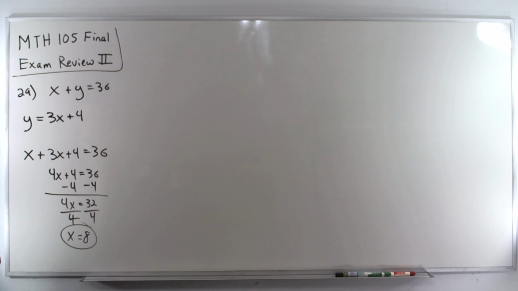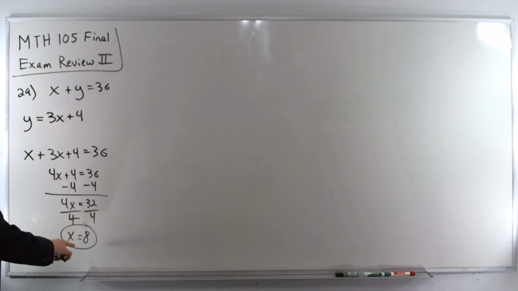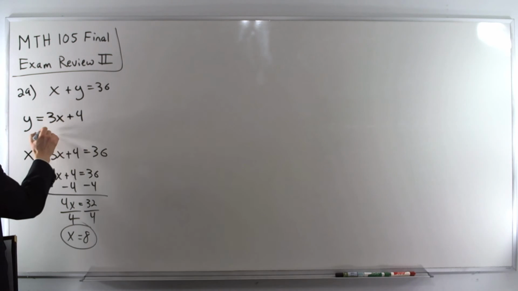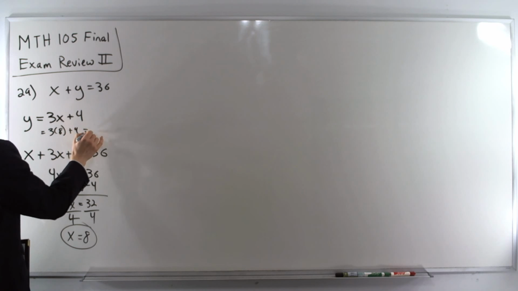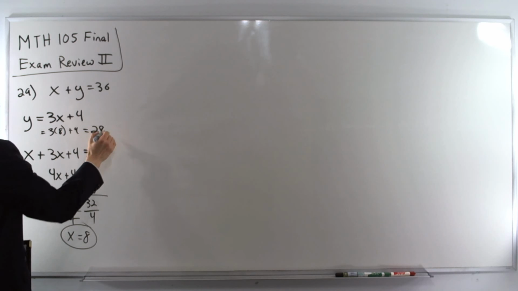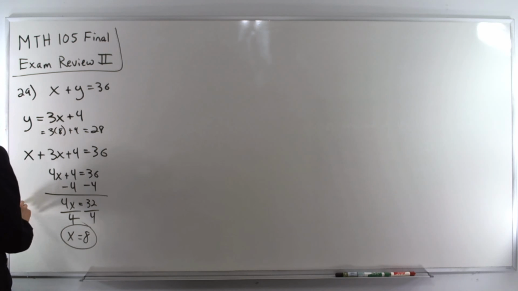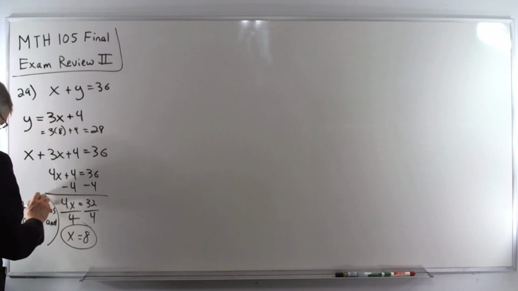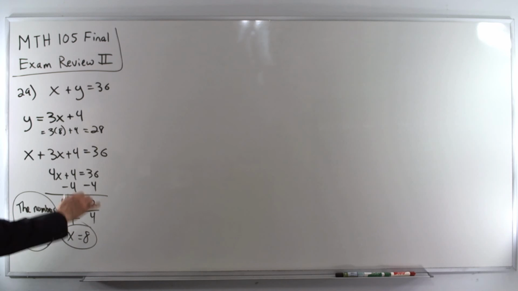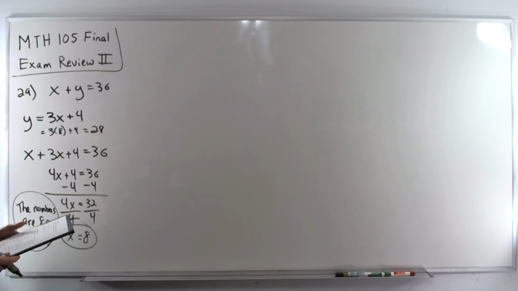Now let's see what the other number is going to be then. So now we can take this 8 and plug it in here. So that gives us 3 times 8 plus 4, which is 24 plus 4, or 28. So our two numbers are 8 and 28. Now let's just confirm that they add together to get 36. 8 plus 28 is 36. So that works.